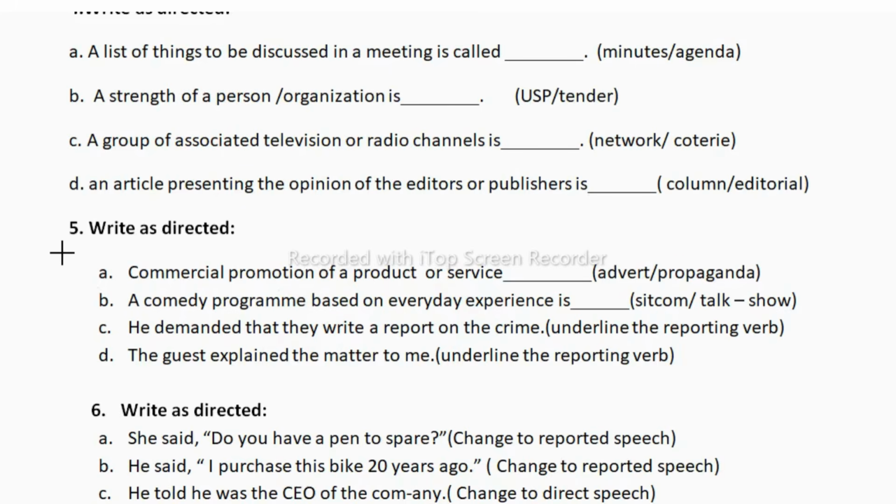Now students, let's see the fifth bit. Write as directed again. Now the first one, commercial promotion of a product or service is called dash, propaganda or advert. Propaganda is nothing but spreading false news or false things. The advert, which means advertisement, is the informal way. Commercial people promote their product through the advertisement. So the correct answer will be this one.